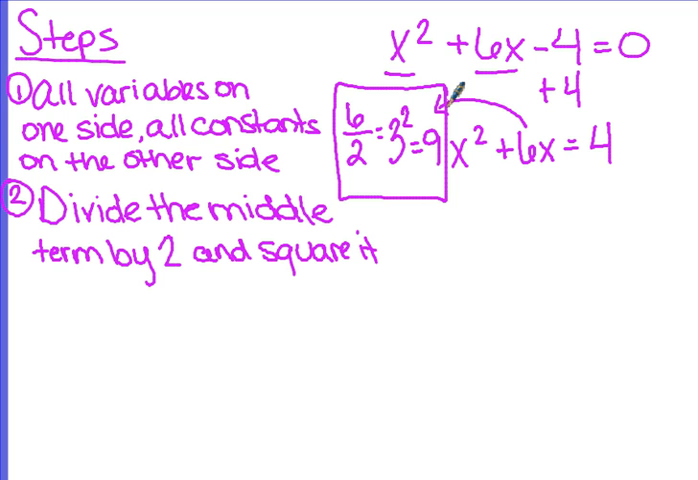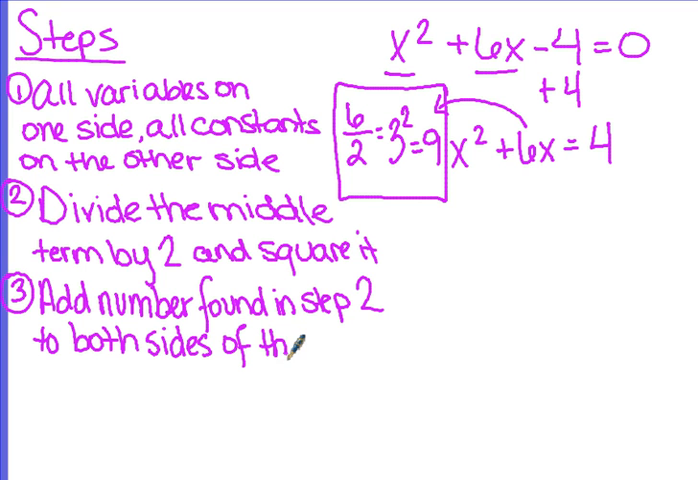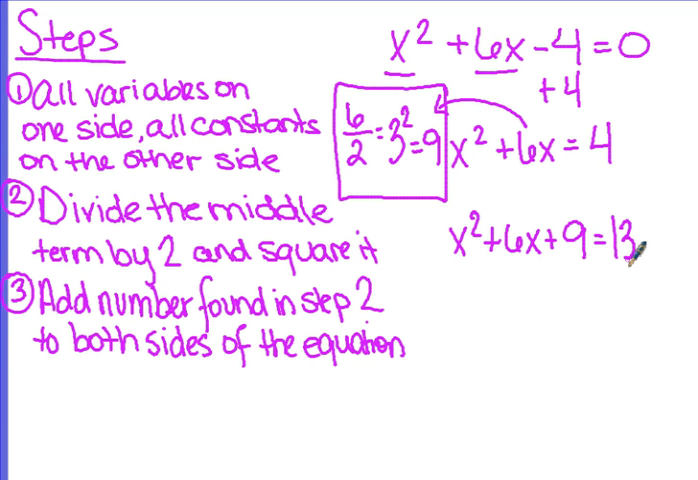Now, what we're going to do with that 9 is we're going to add it to both sides of the equation. Add the number found in step 2 to both sides of the equation. So if I add 9, I'm left with x squared plus 6x plus 9 on one side. And I'm going to add 9 to this 4, and I'm going to get 13 on the other side. 9 and 4 is 13.